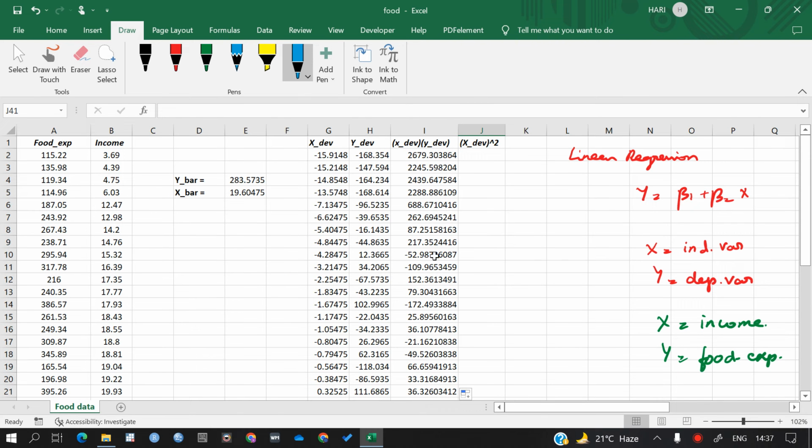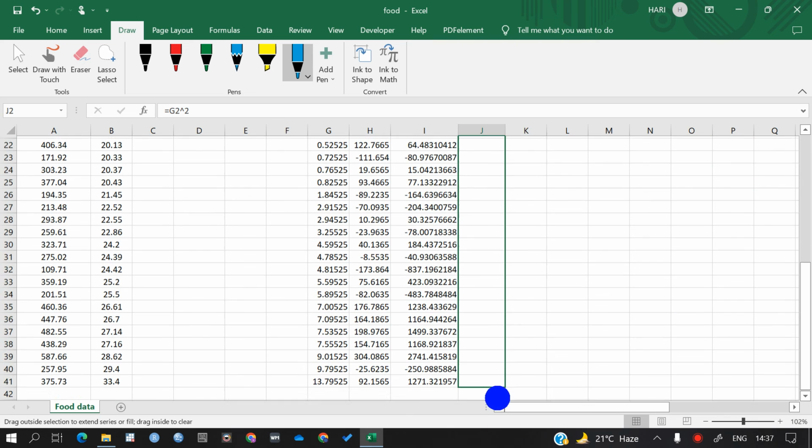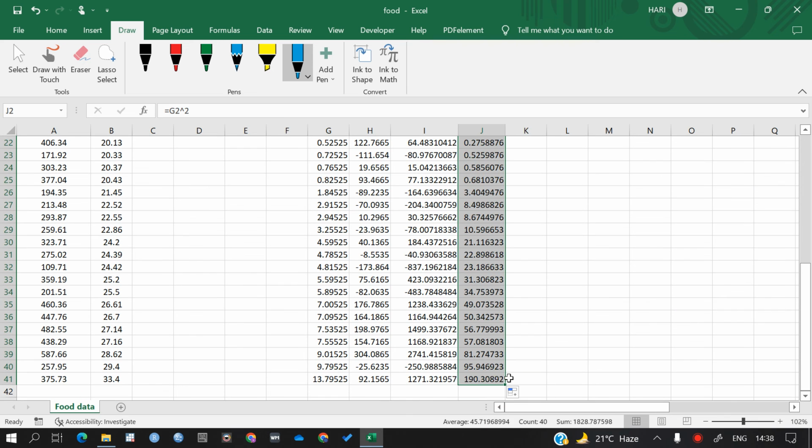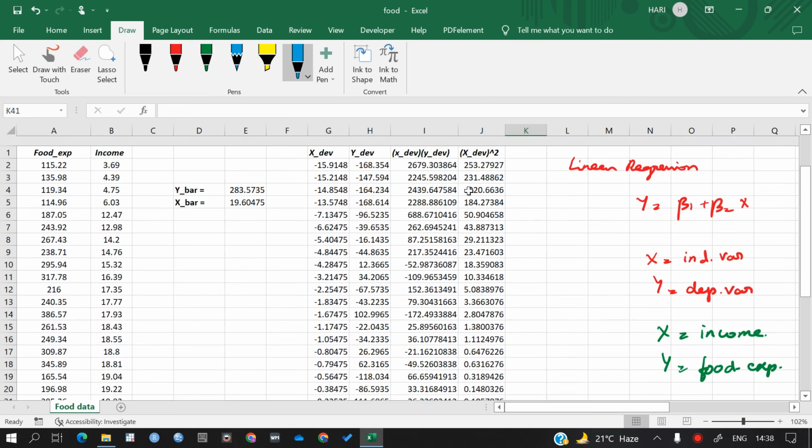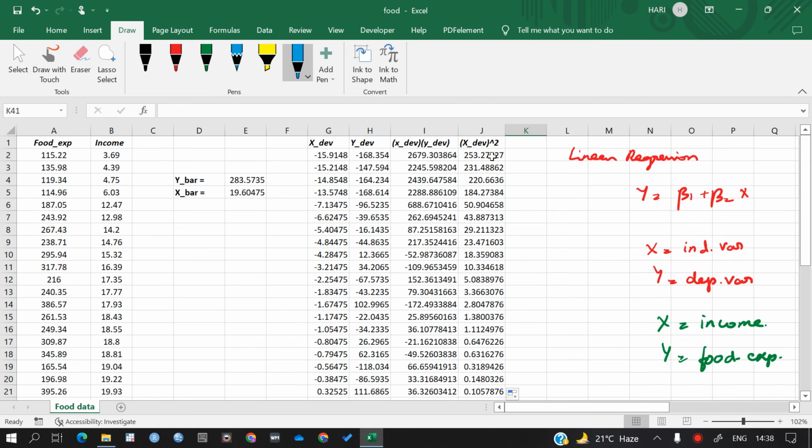So this is the thing which we needed for the numerator. Moving on to the denominator part of the formula, that is x deviation square, x minus x bar the whole square. So we need x deviation square. Similarly, we need to apply it to all the units of income. Okay, now we got the value of x deviation square for each unit of income.